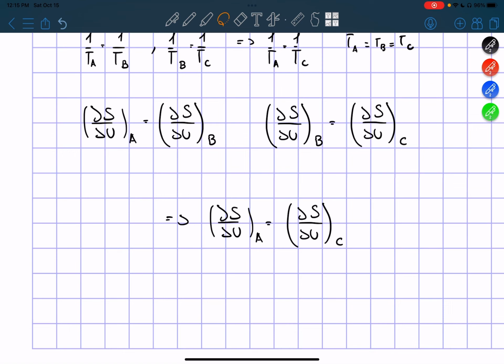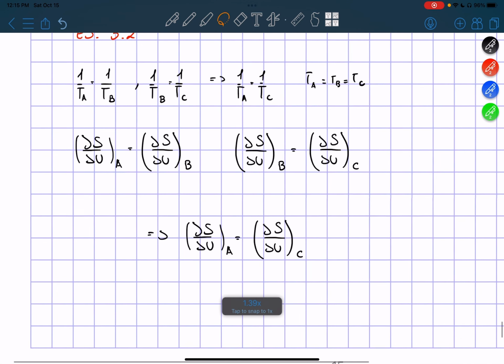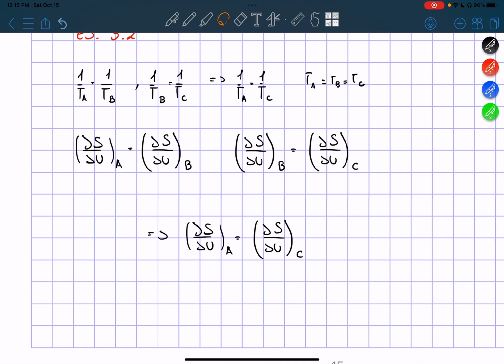So that's all we need to know. The temperature equilibrium just means that all the temperatures are the same. It's not really hard to see, as I said before. It's pretty straightforward. There isn't much to think about this.